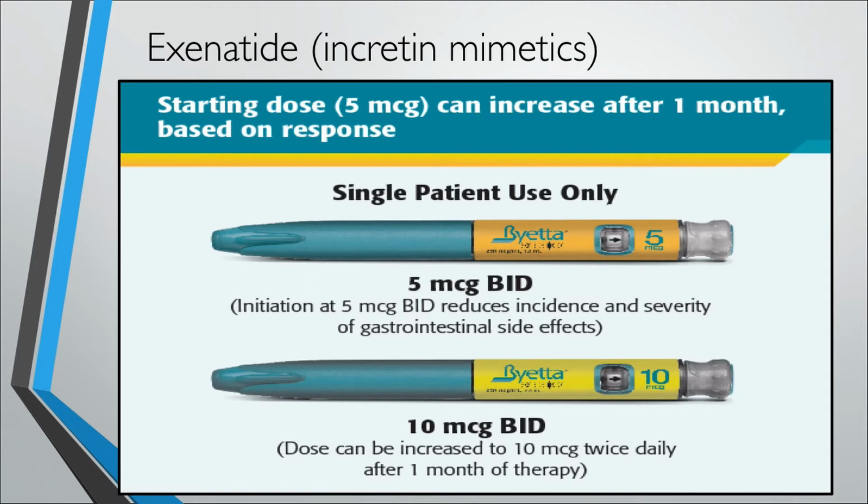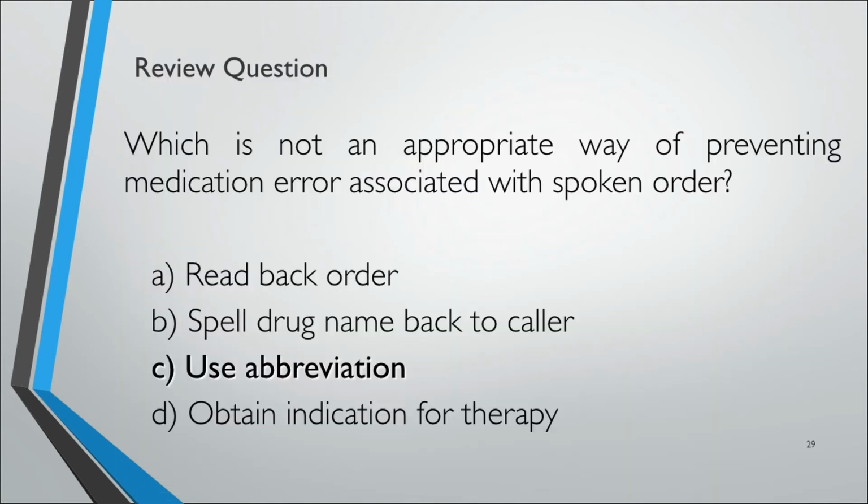The figure shows Byetta injection 5 microgram and 10 microgram respectively. Both injections are similar to each other, so the chance of a dispensing error is higher. Byetta contains exenatide, which is a GLP-1 receptor agonist that enhances glucose-dependent insulin secretion by the pancreatic beta cell, suppresses inappropriately elevated glucagon secretion, and slows gastric emptying.